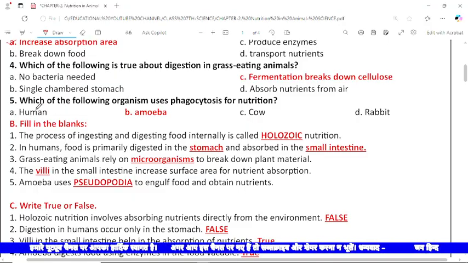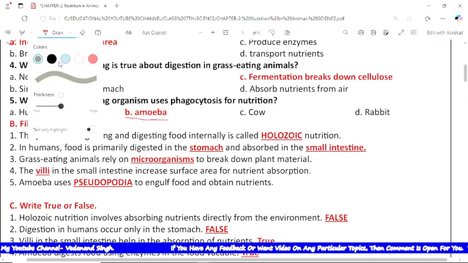Now the fifth number question is: which of the following organisms uses phagocytosis for nutrition? Amoeba is the correct option for this question. So B is the correct answer. Now the next is fill in the blanks. The fill-ups are given here, so you have to choose one among these four options.